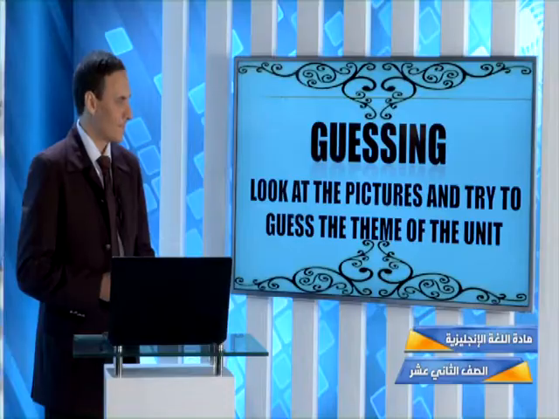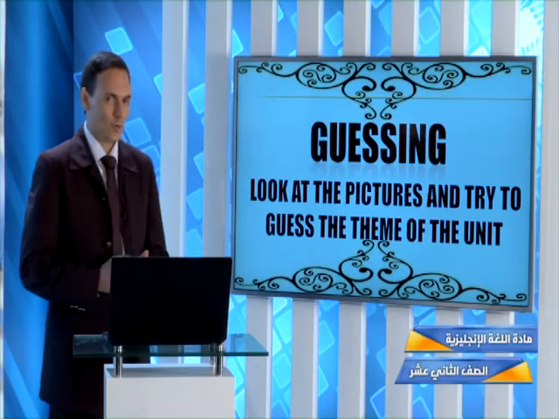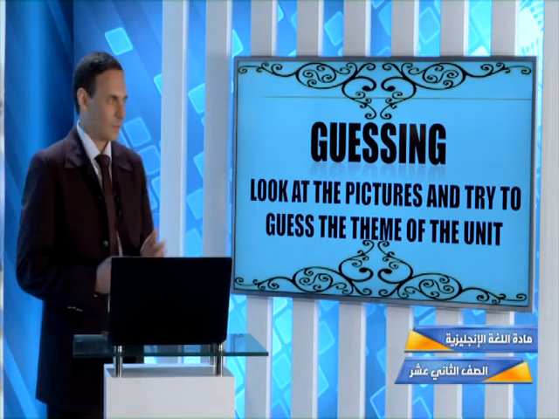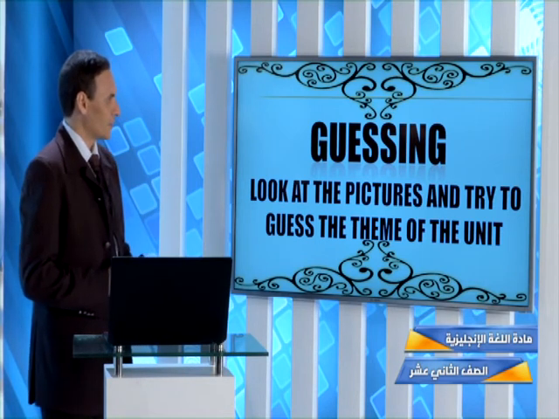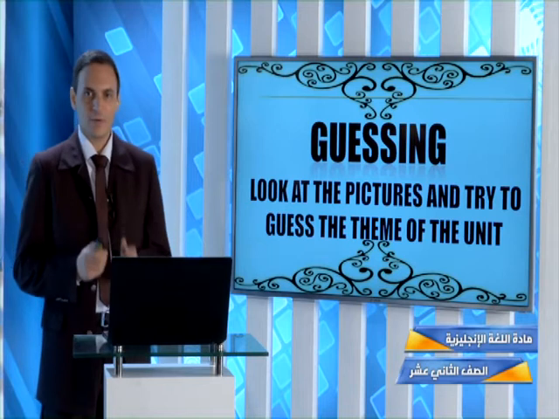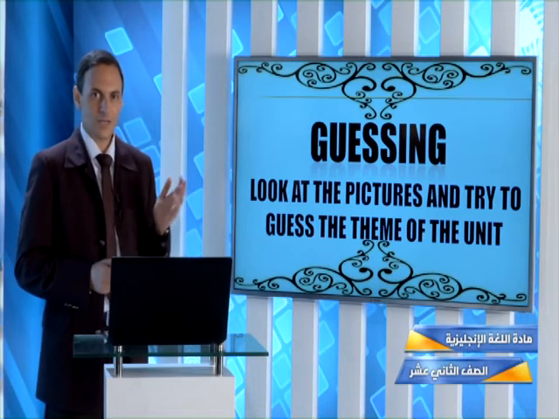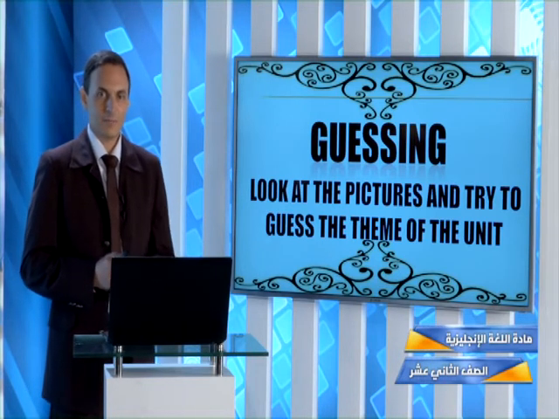Welcome back, dear viewers. Today's lesson is going to be a revision of vocabulary items from Module 1, Unit 1. So let's get started right away. Now, this is a warming up exercise. So, dear students, look at the pictures and try to guess the theme of the unit. I'm going to guide you through some pictures.